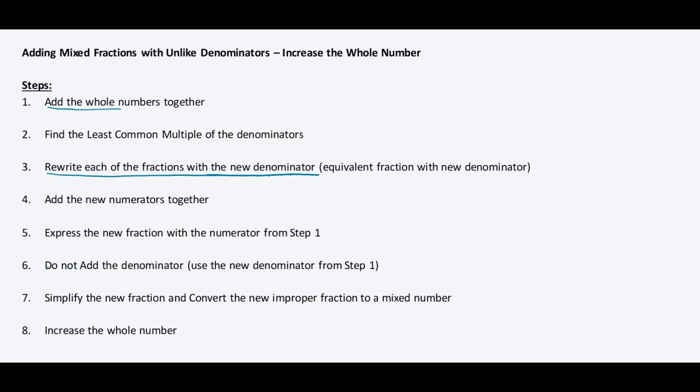And don't forget, step 1 is where we actually add the whole numbers together. So we'll get a new fraction. Never add the denominators when you're dealing with addition or subtraction. And then we'll simplify the new fraction and convert the improper fraction to a mixed number. And then we will increase the whole number using the whole number from the new improper fraction that we got. So let's go ahead and walk through some examples together, and we'll see how the steps work together.